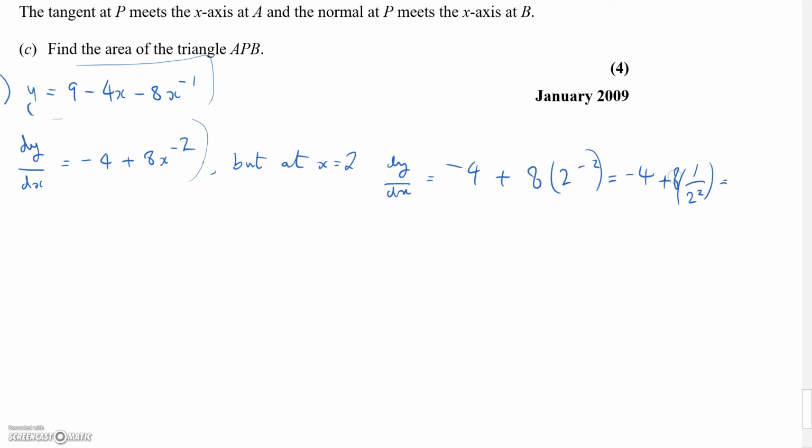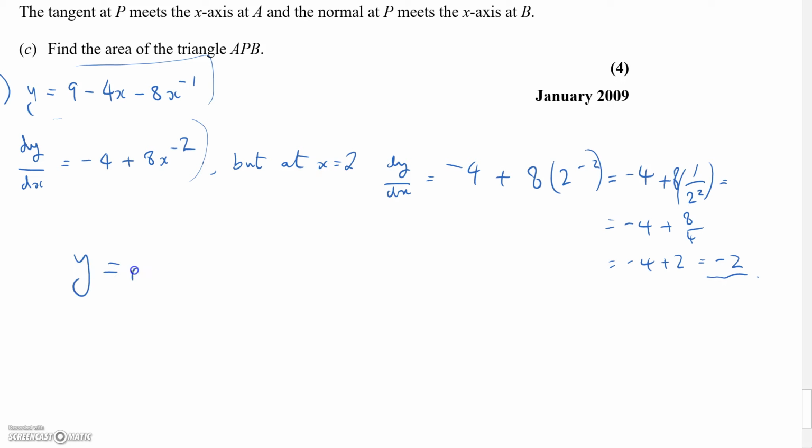okay, so oops, almost missed the 8 there. So we've got -4 plus 8 over 4, -4 plus 2, which gives me -2. So that's your gradient of your tangent at x equals 2, -2.